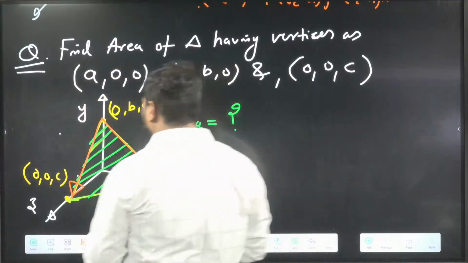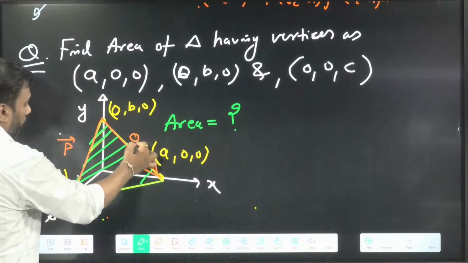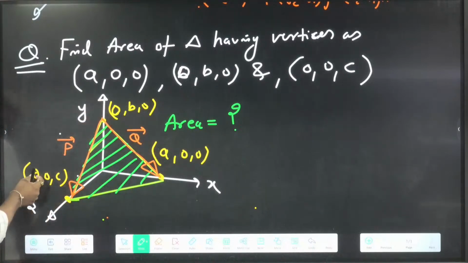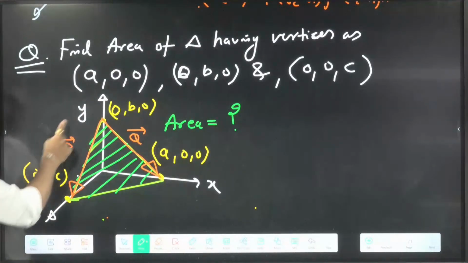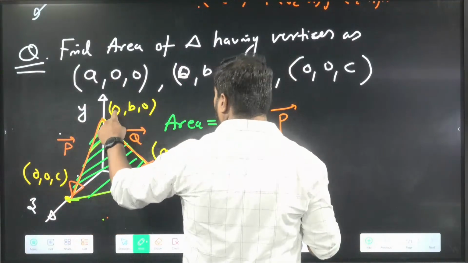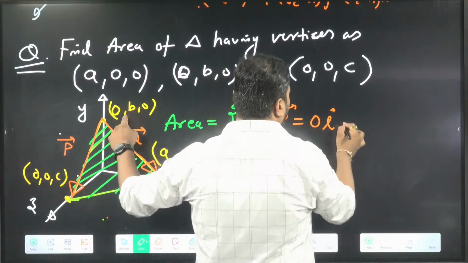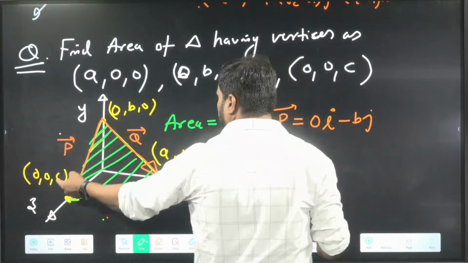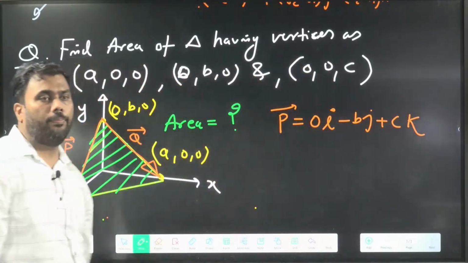Let's say this is our p vector, and this is our q vector. How to write this p vector? Coordinate of final point minus coordinate of initial point, times i cap, j cap, k cap. So the p vector in this figure is going to be 0 minus 0 i cap, then 0 minus b j cap, c minus 0 k cap. This is going to be my p vector.